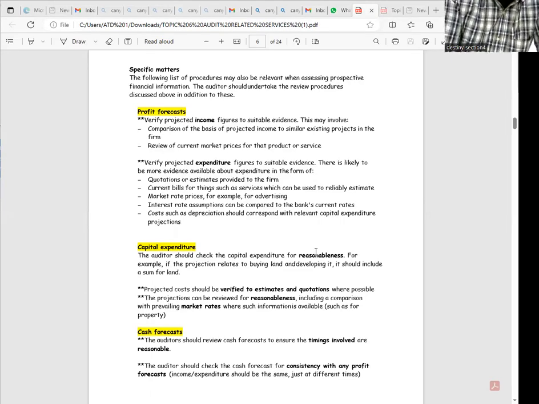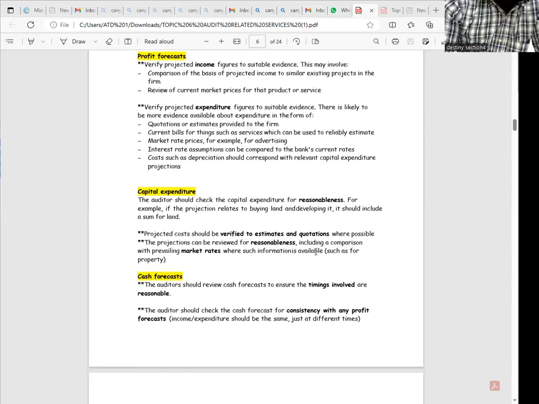Market rate prices, for example for advertising; interest rate assumptions can be compared to the bank's current rates. Costs such as depreciation should correspond with the relevant capital expenditure projections. Then you go to the capital expenditure forecast part. So what will you do as an auditor?